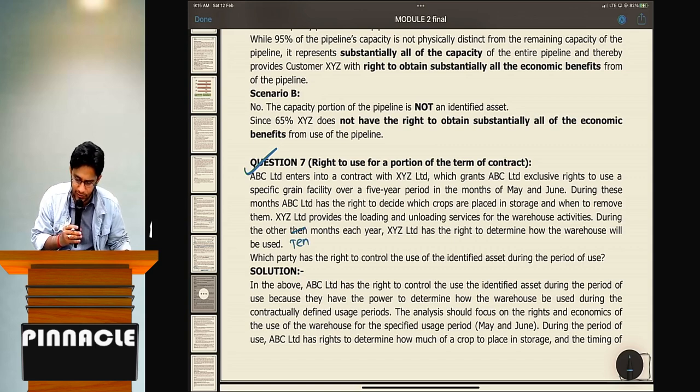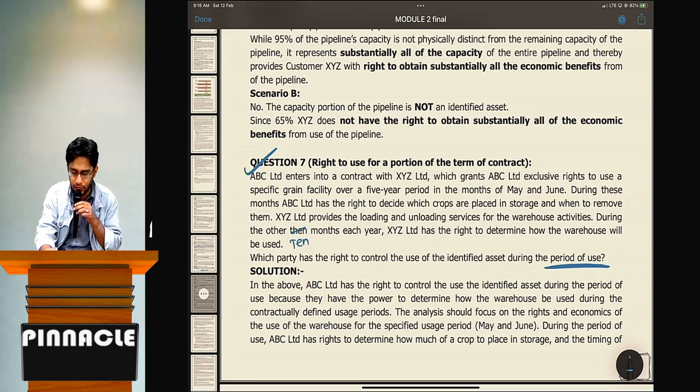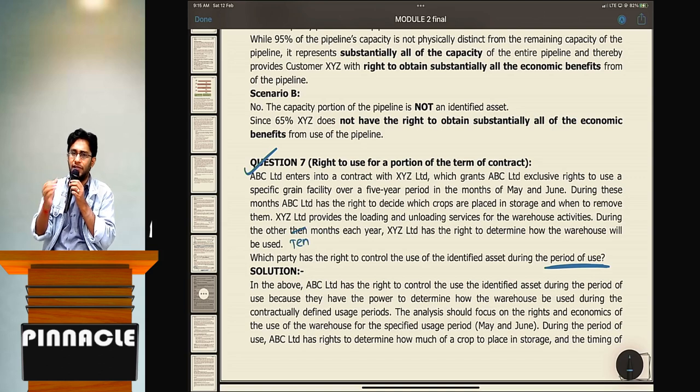Which party has the right to control the use of the identified asset during the period of usage? What is the period of usage here between these people? 2 months in each year for a period of 5 years, and overall 10 months.